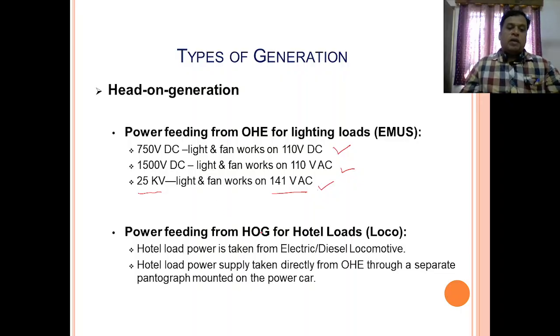The power feeding from head-on generation for hotel loads like loco. The hotel load power is taken from the electric or diesel locomotive, and the hotel load power supply can be taken directly from OHE through a separate pantograph mounted on the power car. So in the beginning of the train there is a power car, and from the power car we are having a pantograph. As discussed in the previous units, the pantograph collects the supply and gives it to this particular hotel load for this OHE or head-on generation. We call it head-on generation, and this is the pantograph mounted on the power car. For this purpose we are using this power car and pantograph for feeding the power for hotel loads.